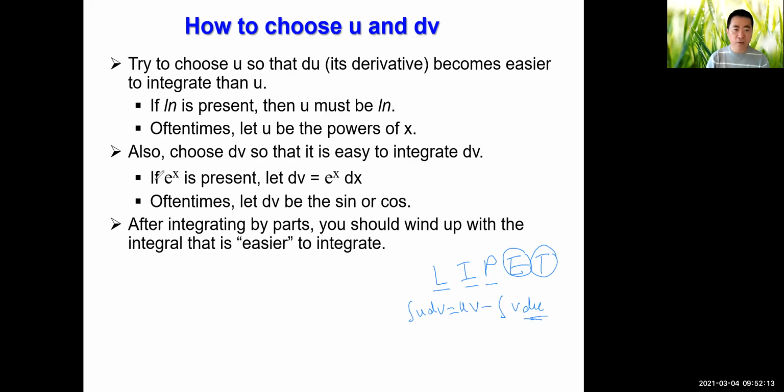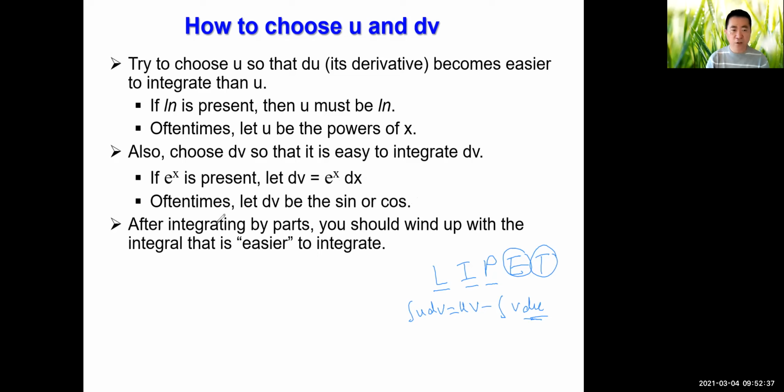For example, if e to the x is present, we want dv to be e to the x, because when you let dv be e to the x, I can integrate that e to the x easily. And oftentimes dv is sine and cosine, because this one I can integrate directly.